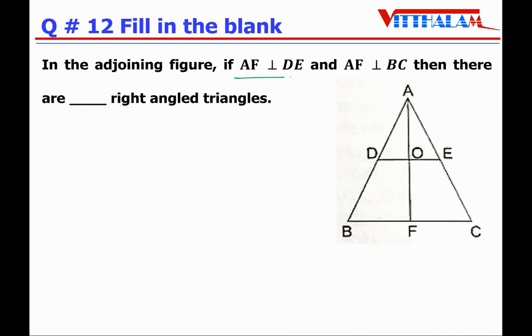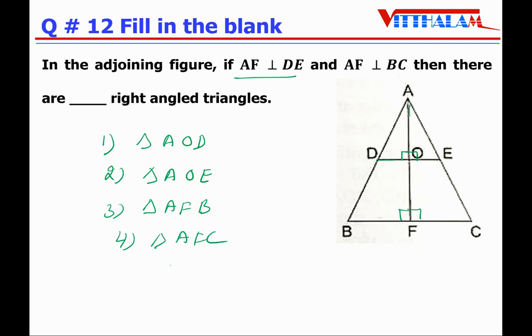In the adjoining figure, AF is perpendicular to DE. So this angle is 90 degrees. And AF is perpendicular to BC, so this is 90 degrees. These two angles. Then there are blank right angle triangles. Number one, triangle AOD. Second triangle AOE. Third triangle AFB. And the fourth triangle AFC. So there are four right angle triangles. Correct? Next.